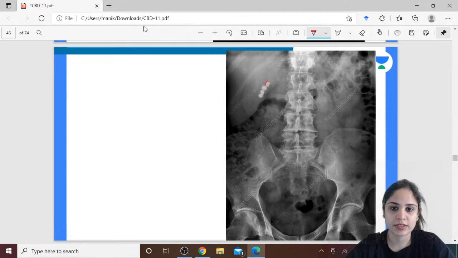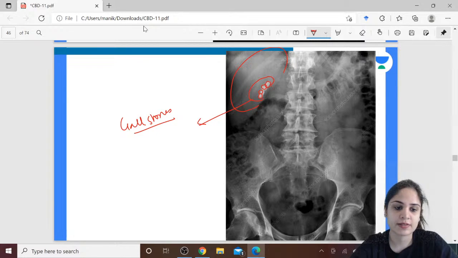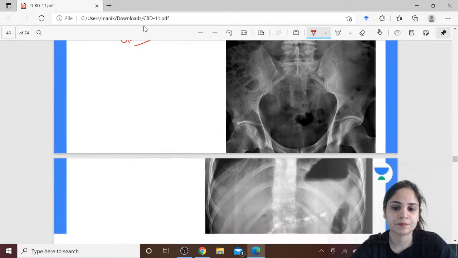Yes, very good. So what can you see over here? You can see cholelithiasis. The liver will be over here, the gallbladder will be underneath it, and you can see the presence of gallstones. So this is nothing but gallstones. This patient will have to undergo a cholecystectomy because she is symptomatic for the same.